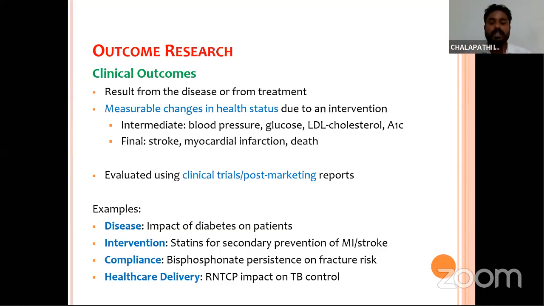But when you look into the final outcome, that happens a single time. The clinical outcome you are measuring only once. Suppose death, we cannot measure intermediately. We can measure only once. That is what is called a final outcome.